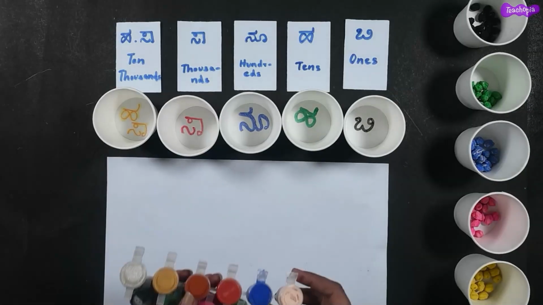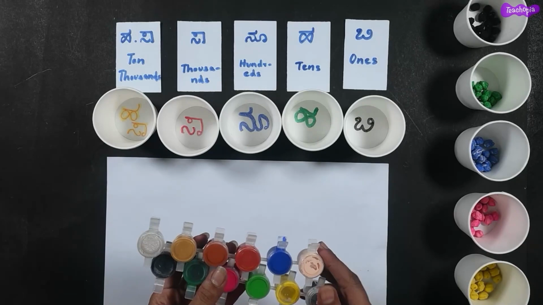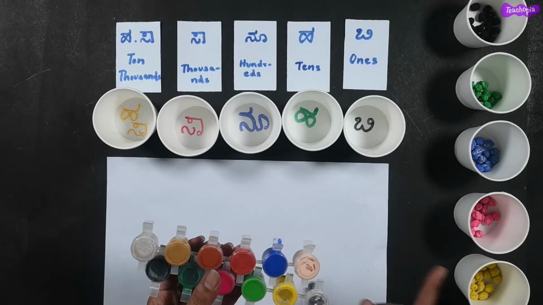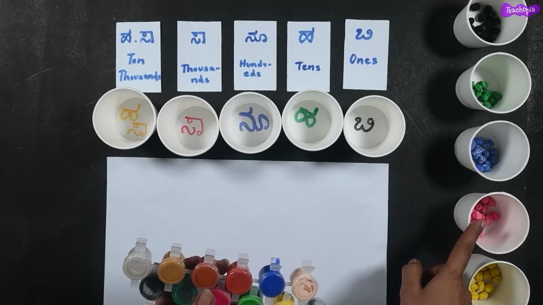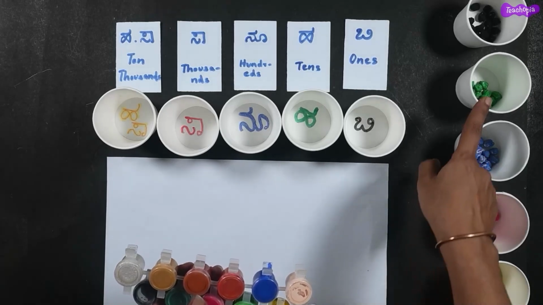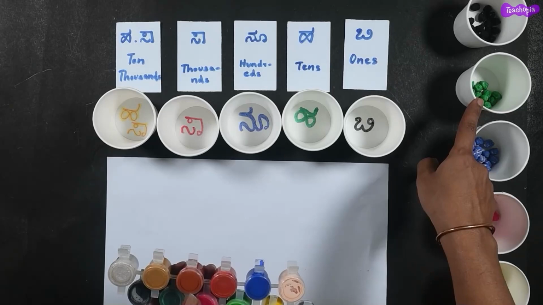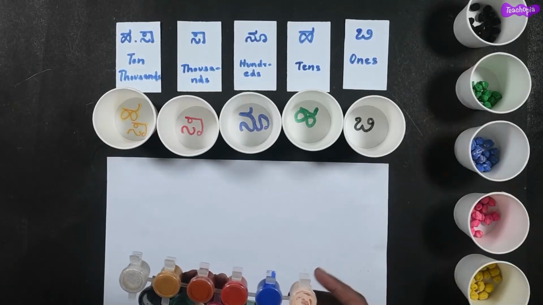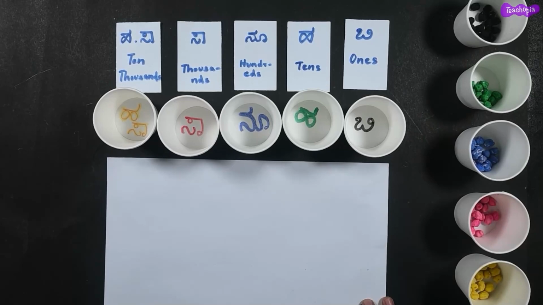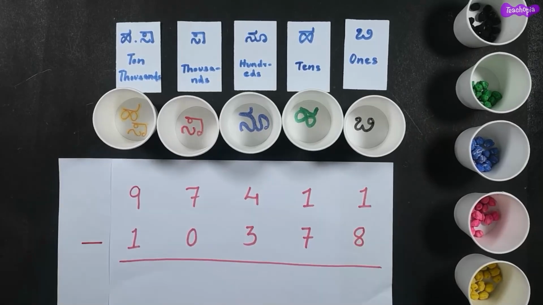To apply color to the grains, we have used watercolors or paint, and then we have allowed the grains to dry. Here we have created yellow colored grains, pink colored grains, blue colored grains, green colored grains and black colored grains. Let us take one example for subtraction of numbers.